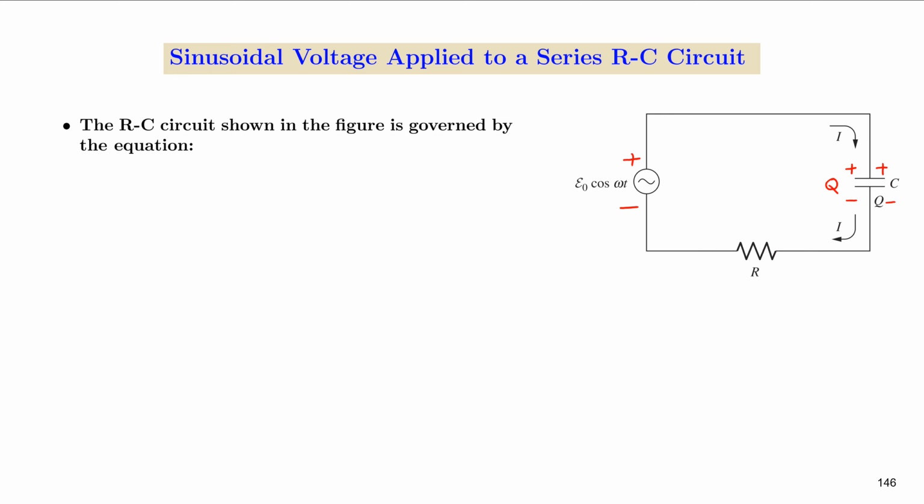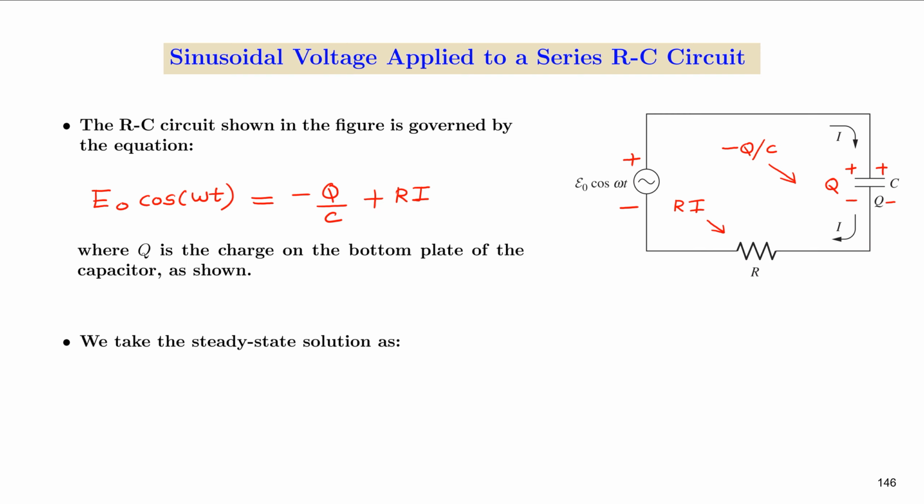When we apply a voltage, there will be a finite potential drop across the capacitor and across the resistor. The potential drop across the capacitor is given by Q over C, and that across the resistor is given by R times I. So the applied voltage is E0 cos omega t, and that causes a potential drop of Q over C across the capacitor and R I across the resistor.